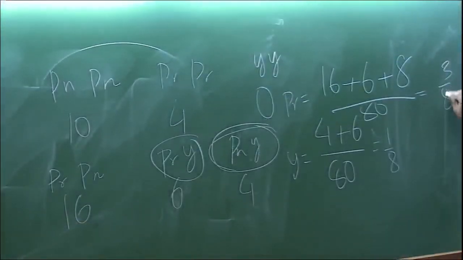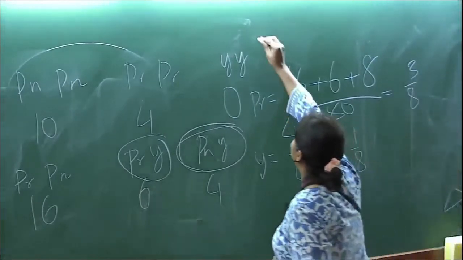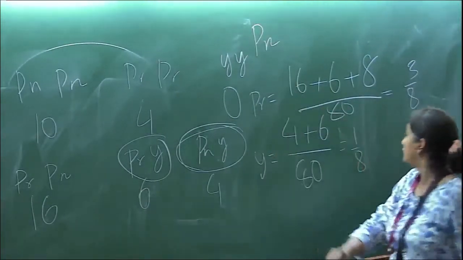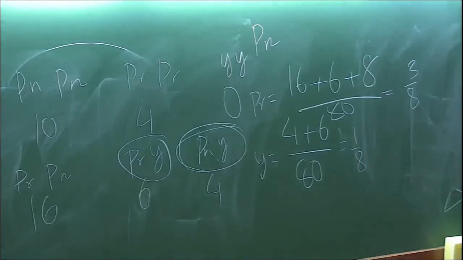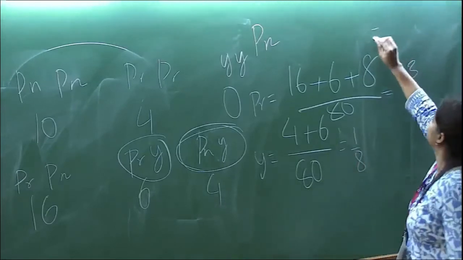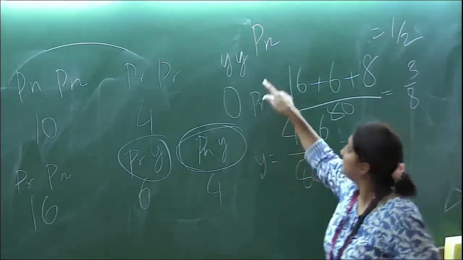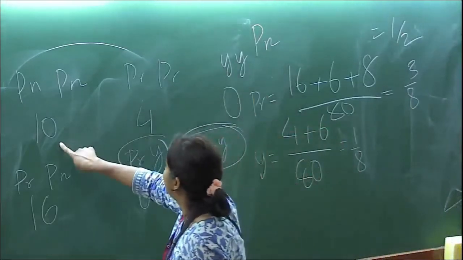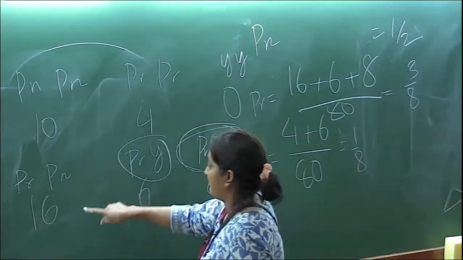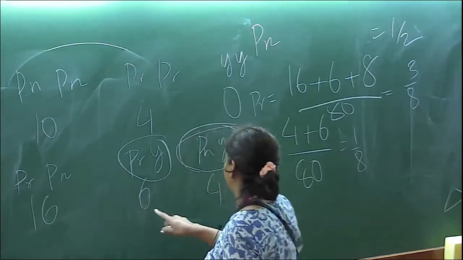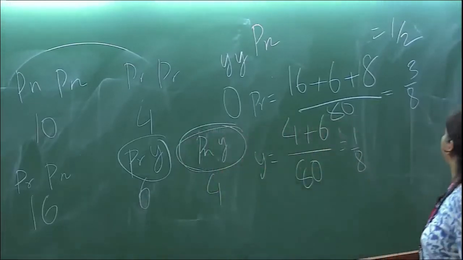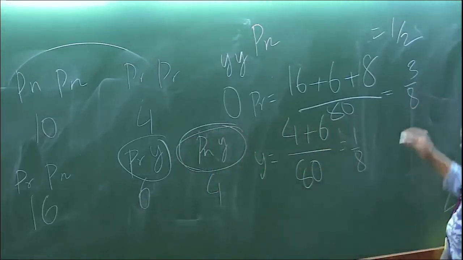3 by 8. 3 by 8, okay. Can you guess what the proportion of pinks should be? Half. Let's see, is that correct? Pinks, 10, 20 plus 16. Yeah, fine. So these are the three.